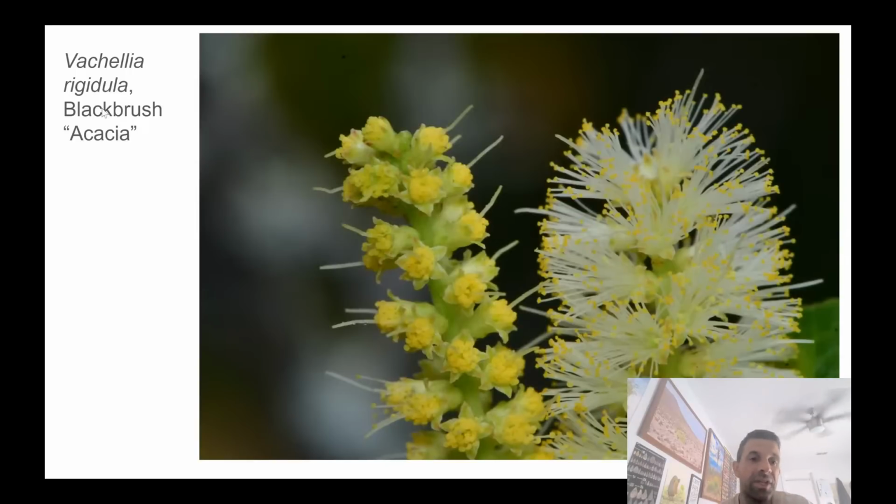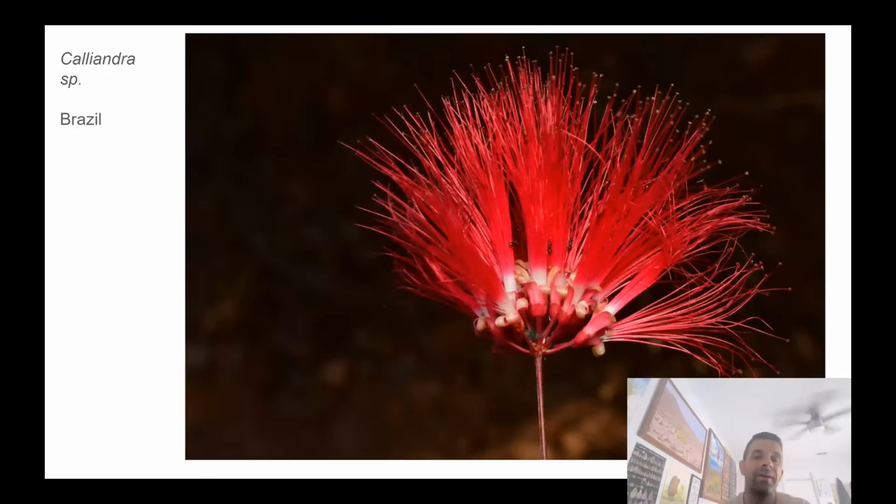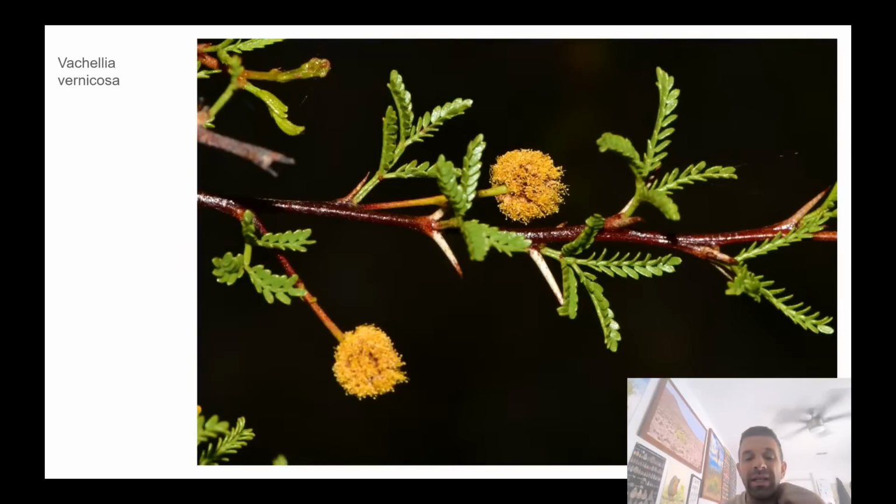Okay, this is Vachellia rigidula. Same thing going on. Okay, blackbrush acacia, really common plant in South Texas and Southwest Texas. All right, it's the same thing. Many flowers, the stamens protruding out. Okay, Calliandra, I never found out what species this was. I saw it in Brazil. It's obviously evolved with hummingbird pollination, but you've got the same thing. Many flowers together. The stamens are drastically, exponentially longer than the petals here. So a lot of members of Mimosoideae, the mimosa subfamily of the pea family Fabaceae, do that.